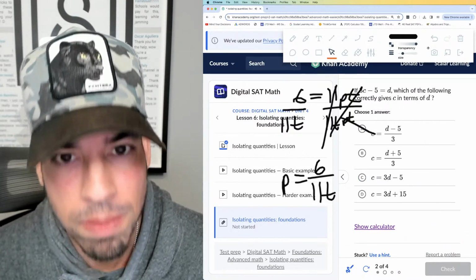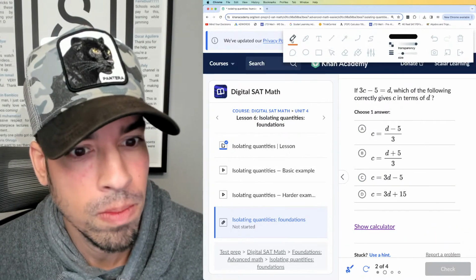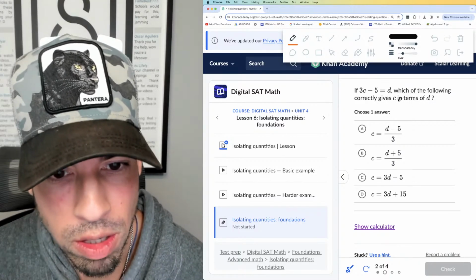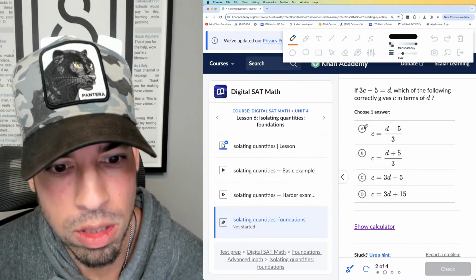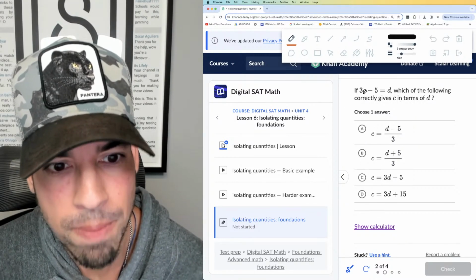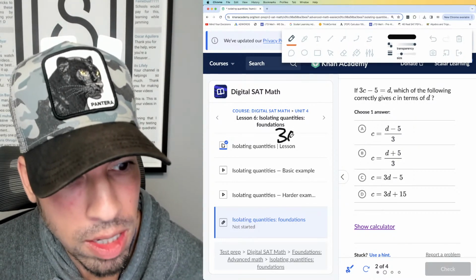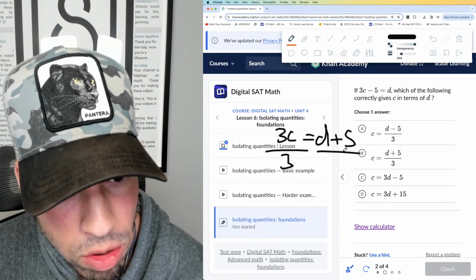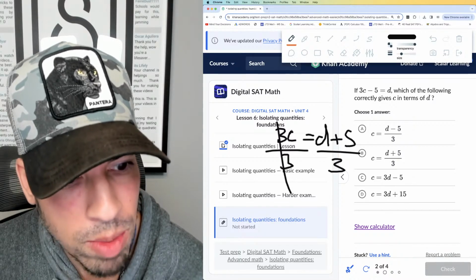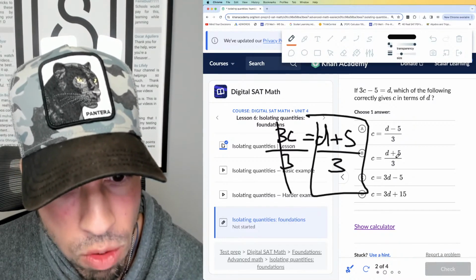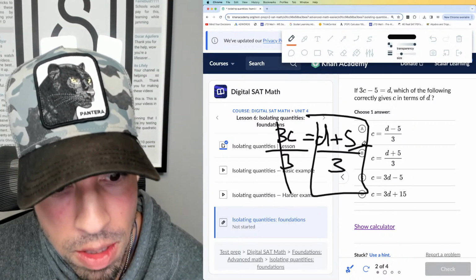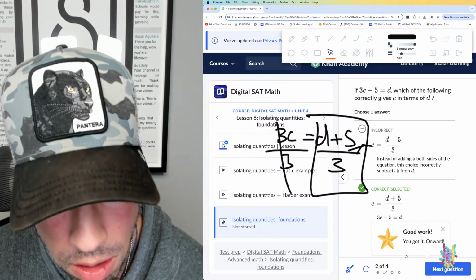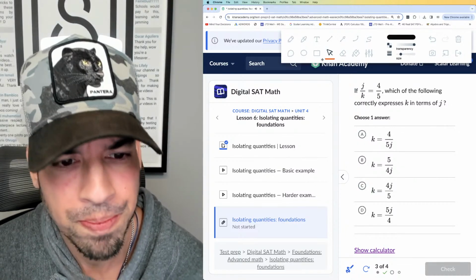All right, next. Let's clear this. 3c minus 5 equals D. Again, what are we doing here? I don't really care about any of this. All it says is isolate C, so let's do that. First we're going to add 5 to both sides: 3c equals D plus 5. Then we divide both sides by 3, and we get C equals (D plus 5) over 3. Where do I see that? Option B. Just making sure I didn't misclick it. Boom, done. There we go.